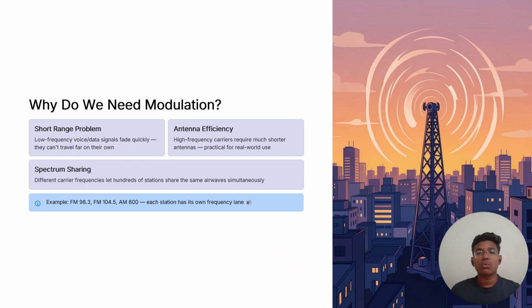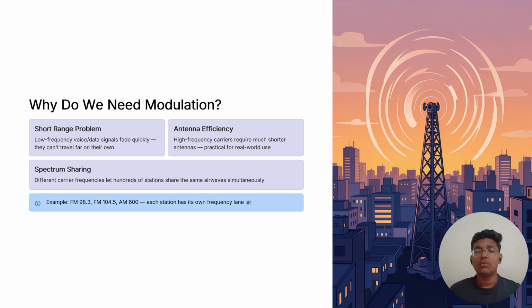The first question is, why do we need modulation? There are three main reasons. First is the short range problem. Low frequency voice or data signals fade quickly. They can't travel so far on their own. For example, if I speak normally, my voice can reach only a short distance. Similarly, low frequency electric signals fade very quickly.